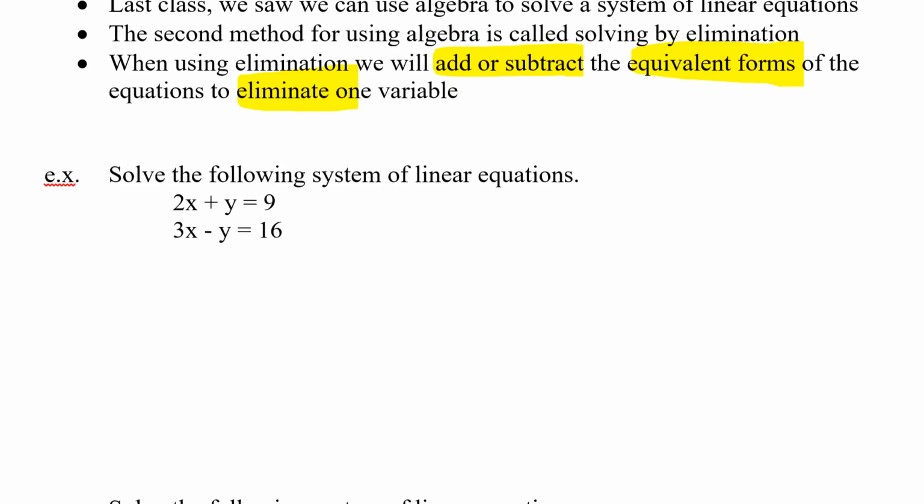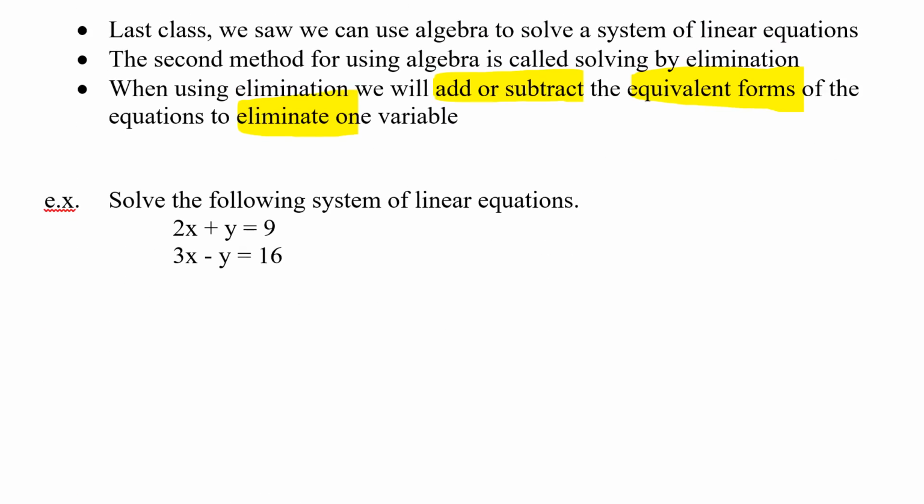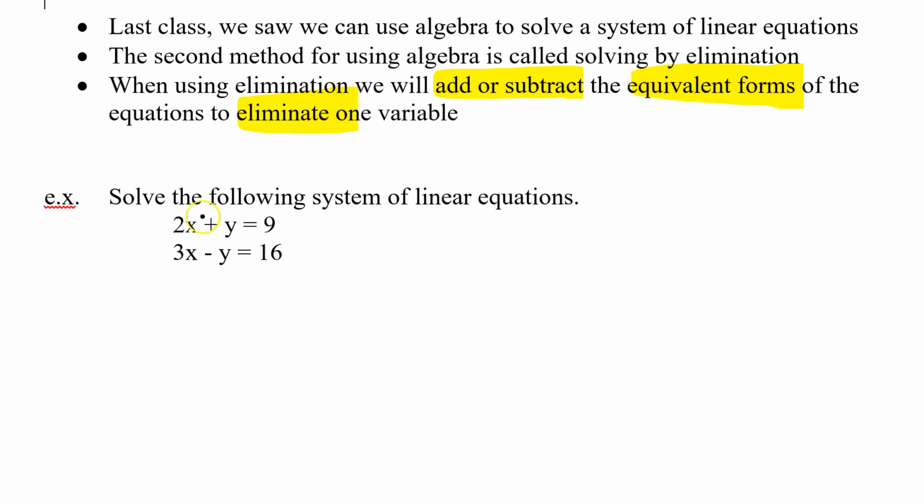Example number 1. Solve the following system of linear equations. 2x plus y equals 9, 3x minus y equals 16. Well, look at your x's. You've got a coefficient of 2 and a 3. Well, they're not the same. But look at your y's here. The coefficient is 1 and 1. This is plus 1, this is minus 1. That's okay. But the actual number here would be 1 and 1.